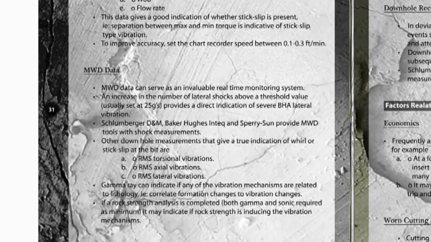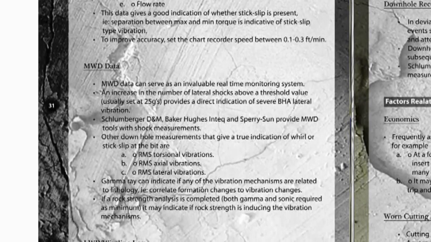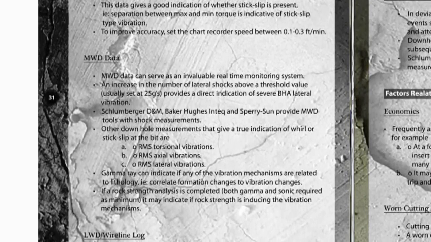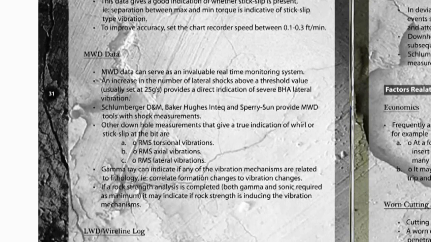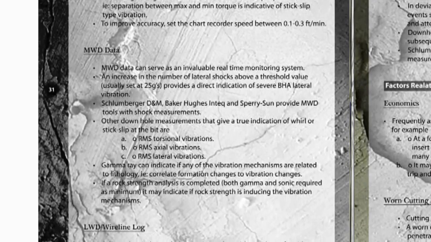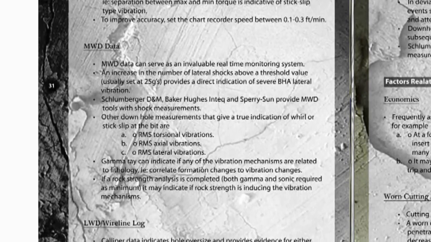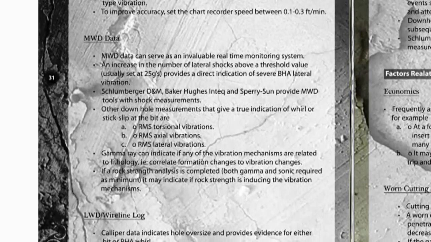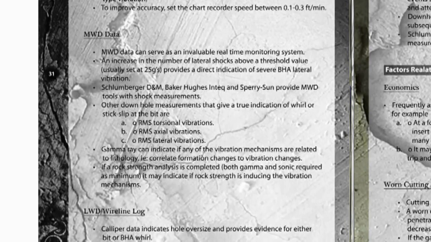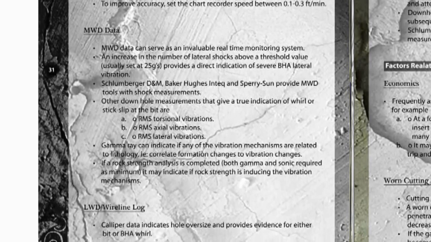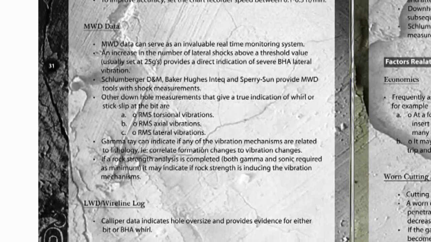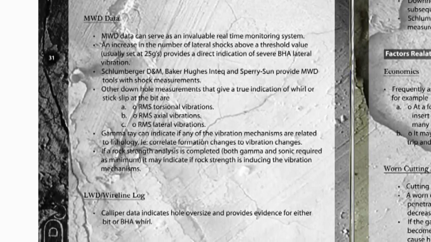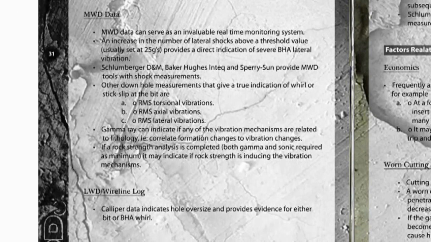Other downhole measurements that give a true indication of whirl or stick slip at the bit rate are RMS torsional vibrations, RMS axial vibrations, and RMS lateral vibrations. Gamma ray can indicate if any of the vibration mechanisms are related to lithology, i.e., correlate formation changes to vibration changes. If a rock strength analysis is completed, both gamma and sonic required as minimum, it may indicate if rock strength is inducing the vibration mechanisms.